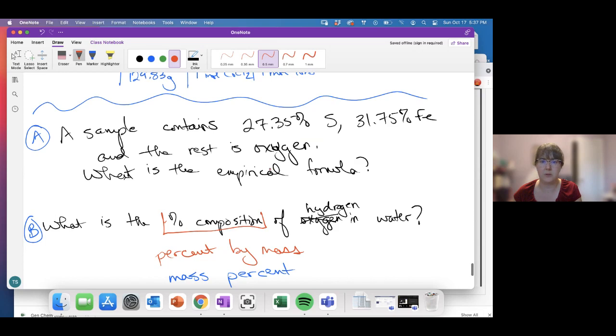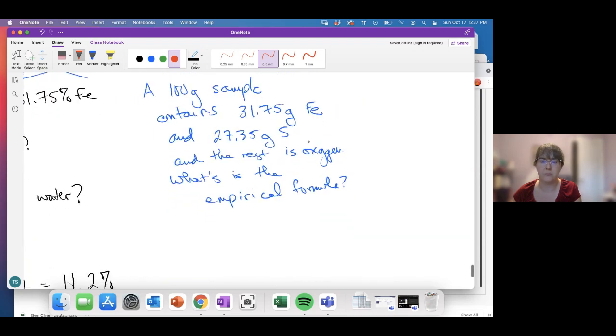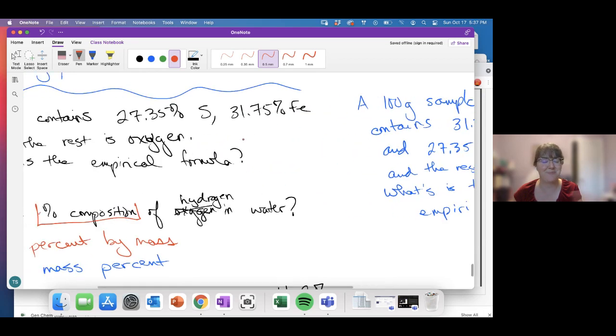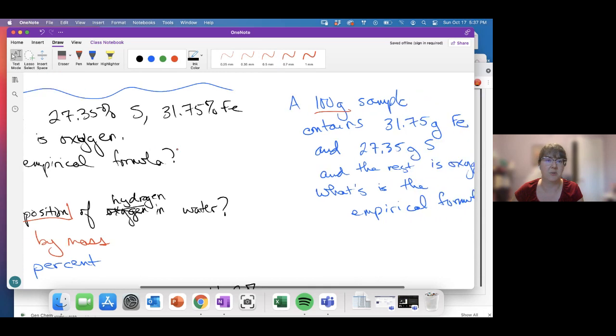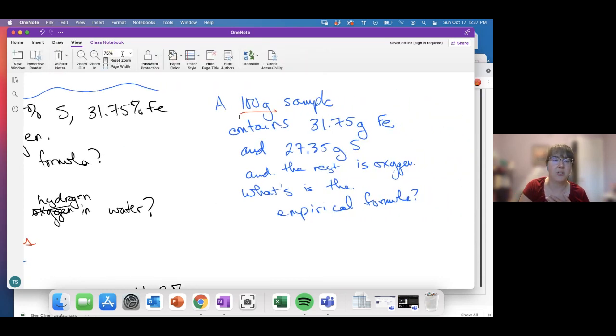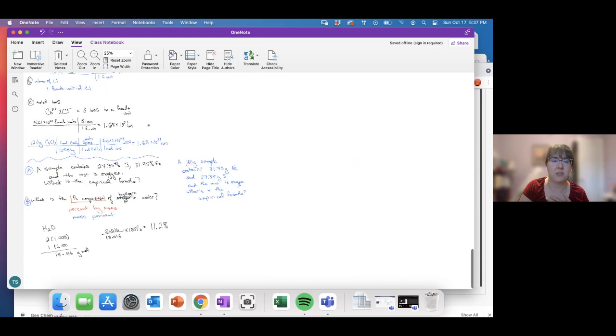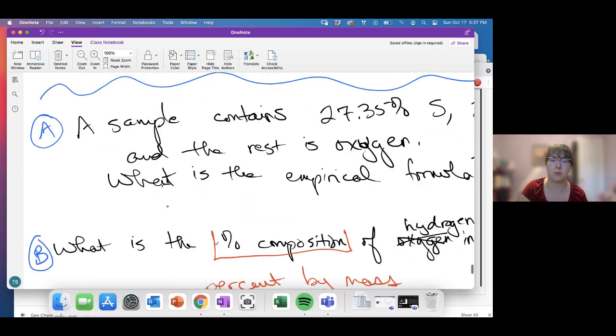Let's go ahead and do this one. The reason I have percentages and then said 100-gram sample is because if you do have percentages, the easiest thing to do is to assume you have 100 grams. This is a trick that I use all the time: if given percentages, just assume you have 100 grams. It makes your life way easier. Life becomes much more straightforward and simpler.